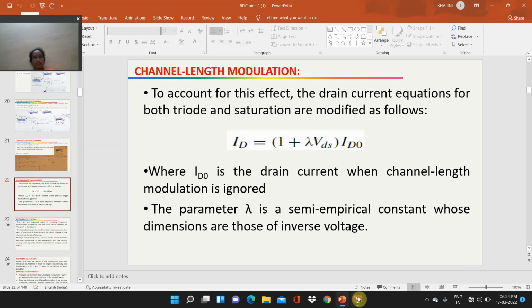To account for this effect, the drain current equations for both triode and saturation are modified as follows: ID is equal to (1 + lambda VDS) ID0, where ID0 is the drain current when channel length modulation is ignored. The parameter lambda is a semi-empirical constant whose dimensions are those of inverse voltage.